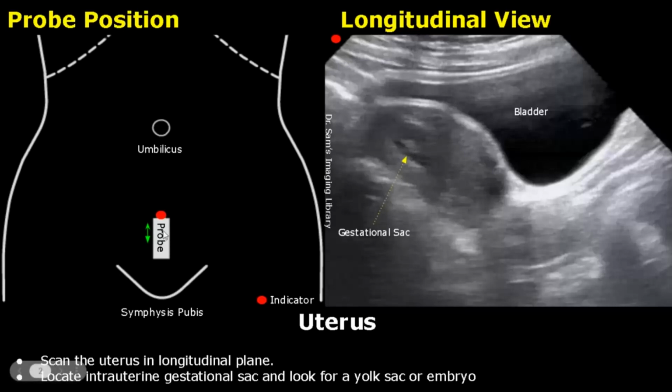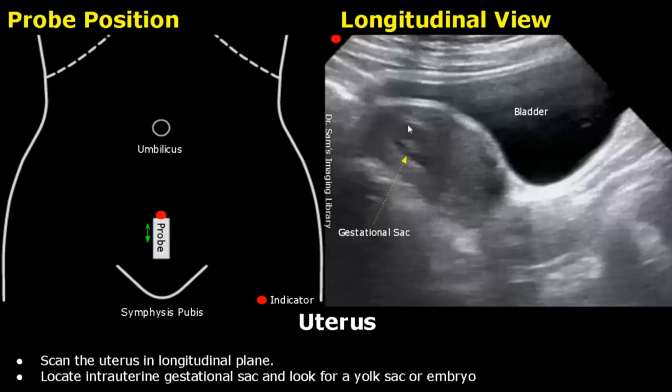First, scan the uterus in longitudinal plane. We place the probe between the umbilicus and the symphysis pubis joint. This is the hypogastric region. It is also called suprapubic region. Place the probe in the midline in longitudinal orientation. The patient's bladder must be full. You will find the uterus posterior to the bladder.